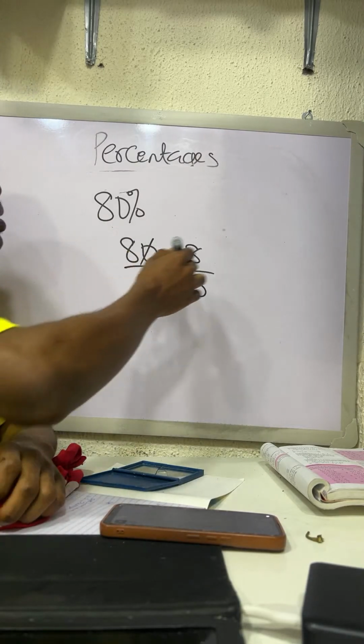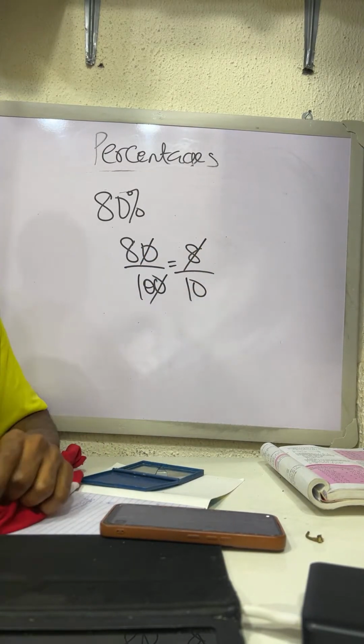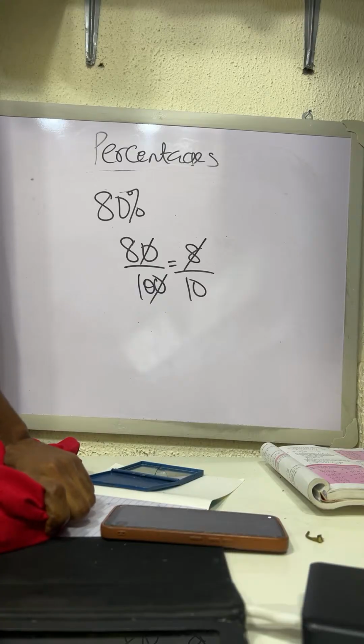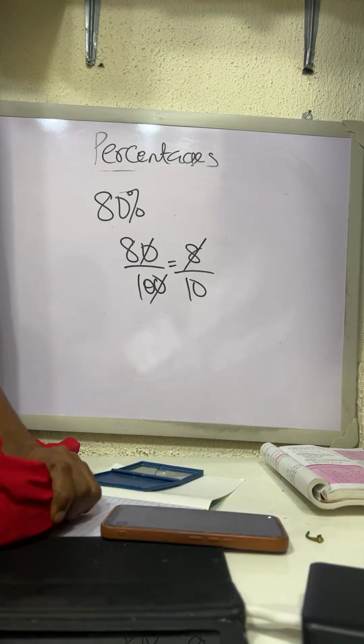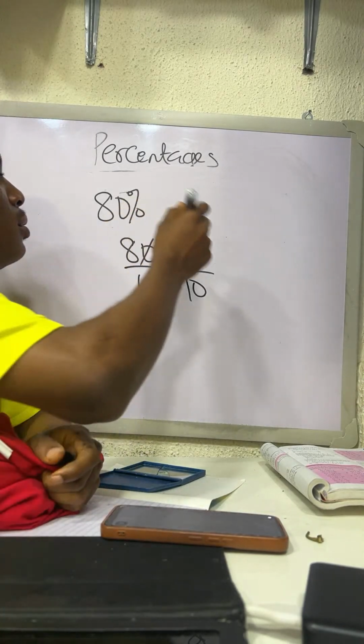So the number that can divide it is 2. When you divide 8 by 2, what do you get? Write it, let me see. If you divide 8 by 2, you are getting 4.